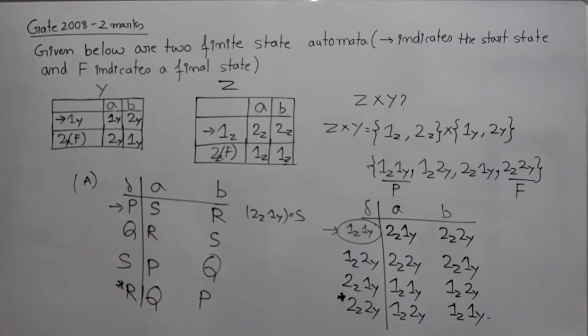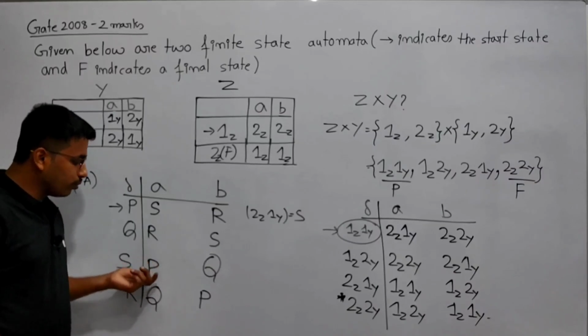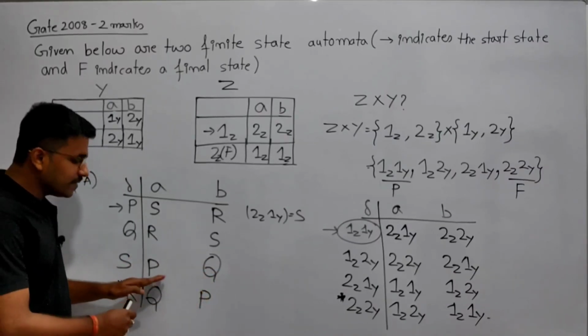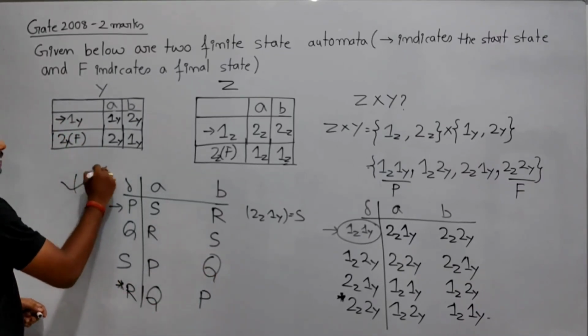So P on getting A is S, S on getting A is R, Q on getting A is going to RS, and R on getting A is going to QP, and S on getting A is going to PQ. See, in the option in the GATE exam, they made one mistake. On S getting A, it should go to PQ, but they have written QP. This is the correct one, it should go to PQ. So your option A is the correct option.